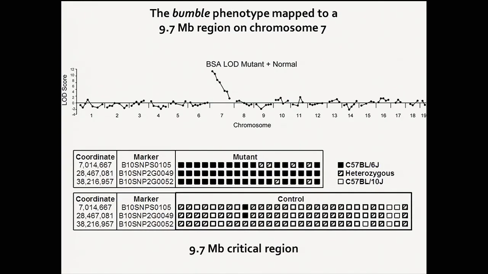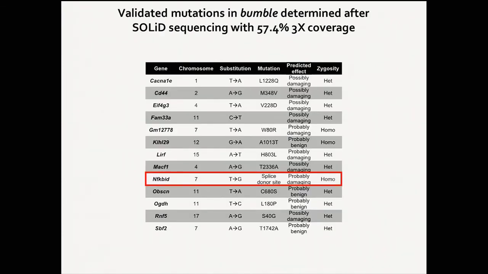And bulk segregation analysis revealed that the mutation was on chromosome 7, a 9.7 meg critical region was established, and when whole genome sequencing was performed, only one mutation was found in that interval. That was in a protein encoded by the gene NFKBID, and this protein is known as IkBNS.